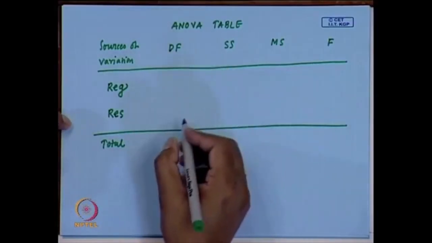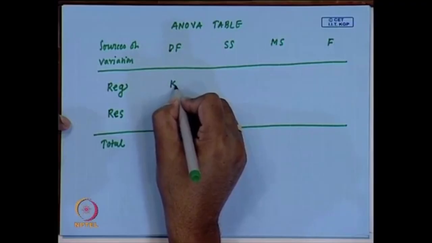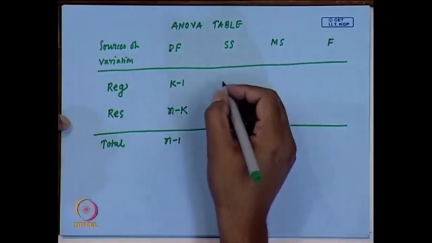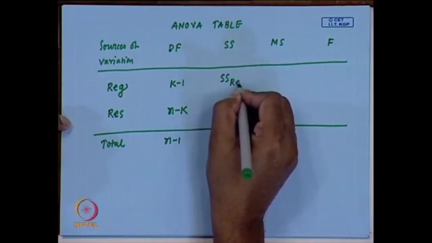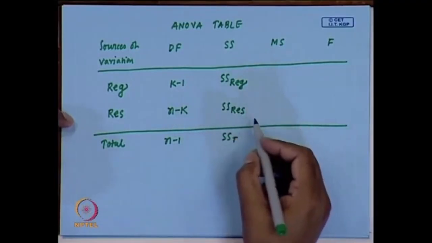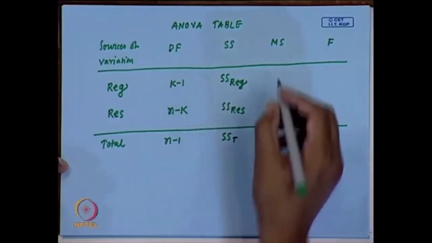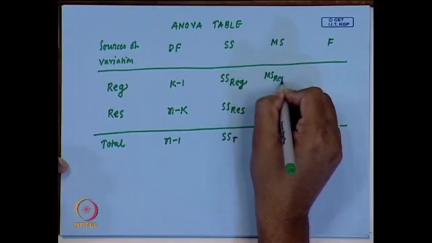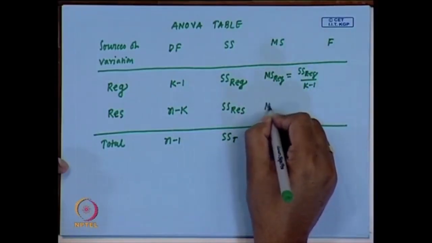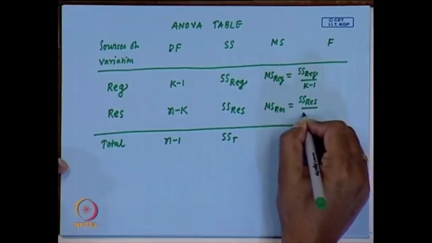The degree of freedom for the total is n minus 1, the degree of freedom for regression is k minus 1 and for residual is n minus k. And these are called SS regression, SS residual, SST. I have explained all these things, what is SST, what is SS residual, what is SS regression in the previous lecture. So, MS regression is equal to SS regression by the degree of freedom k minus 1. Similarly, MS residual is equal to SS residual by the degree of freedom n minus k.